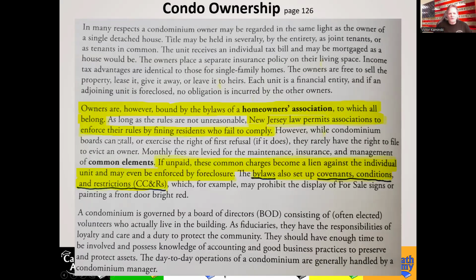While condominium boards can stall or exercise the first right of refusal, if they do, they rarely have the right to evict an owner. Monthly fees are levied for the maintenance, insurance, and management of the common elements. Okay, well, let's back up for a little bit to that previous statement about evicting an owner.